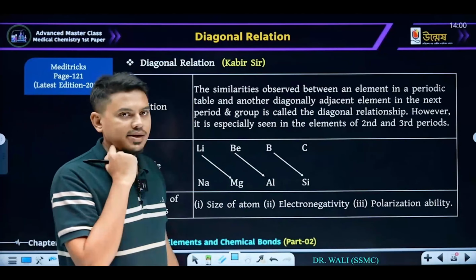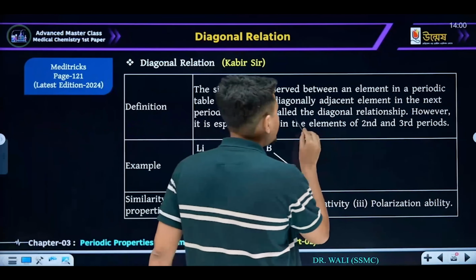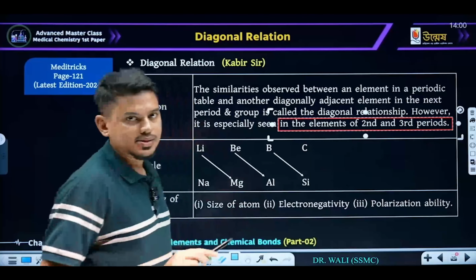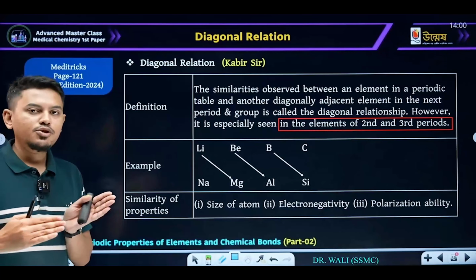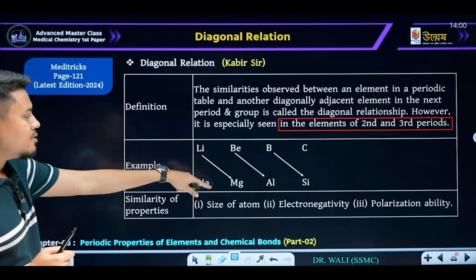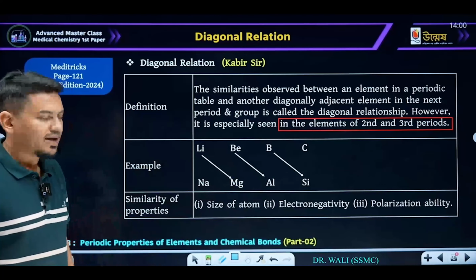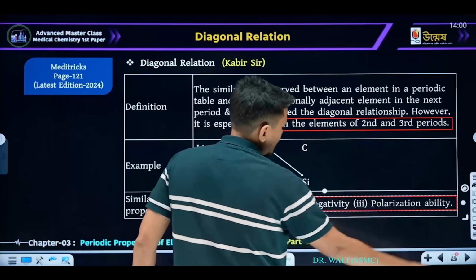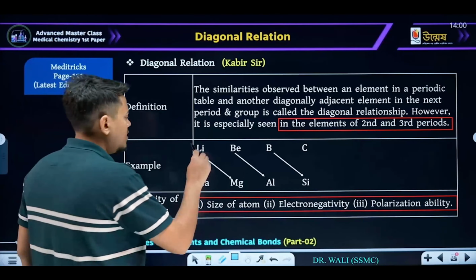Diagonal relationship is something that is found in the periodic table. In the elements of the second and third period, not all the periods, the elements that are placed diagonally to each other show similar trends in characteristics, such as lithium and magnesium, both are metals, and both of them react in the same pattern. Also, there are similarities between beryllium and aluminium, also boron and silicon. On what criteria do we find similarity? Size of atom, electronegativity, and polarization ability. These are the similarities that we usually find in diagonal relationships.